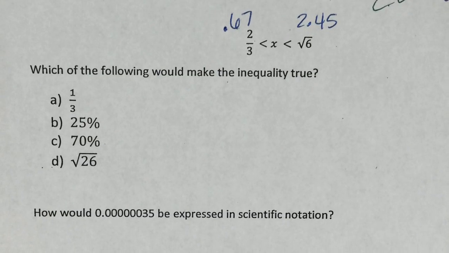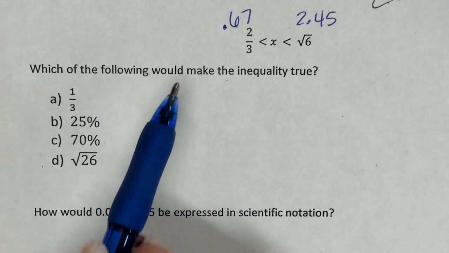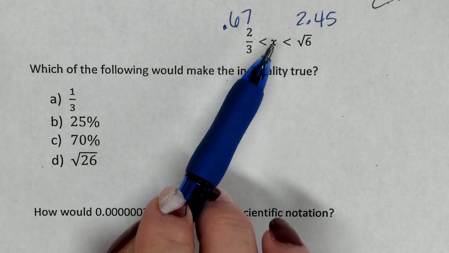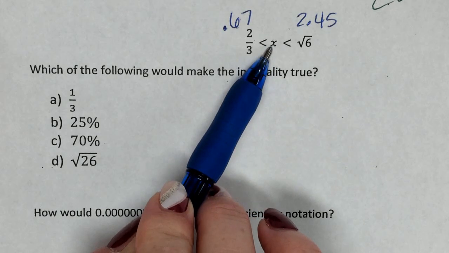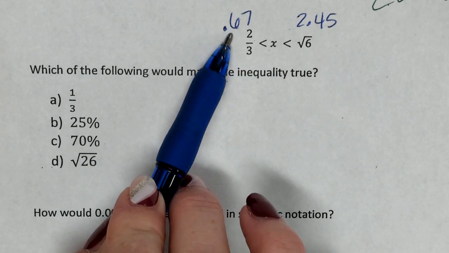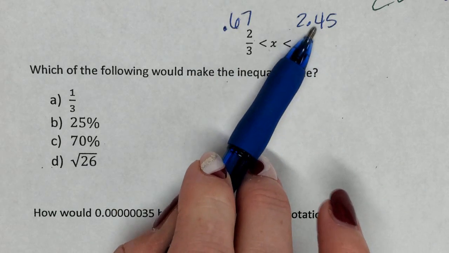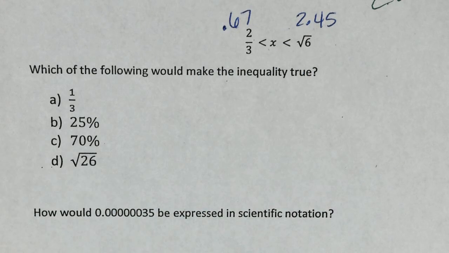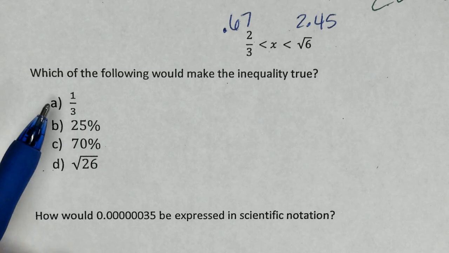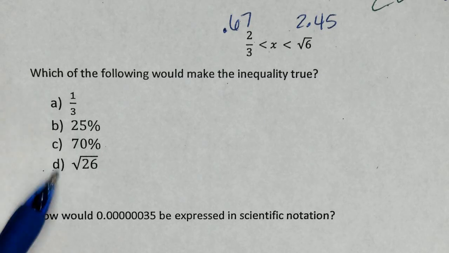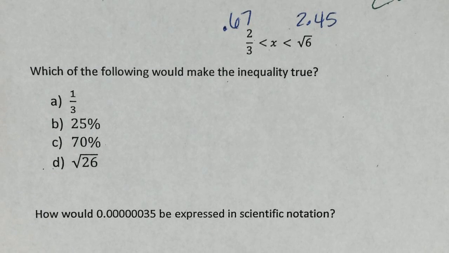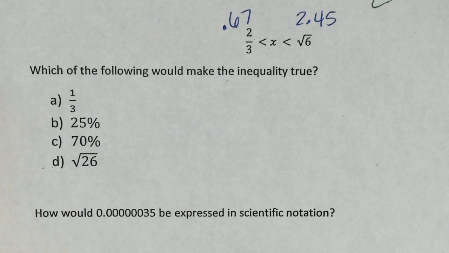Now, this question is asking, which of the following would make the inequality true? They're just asking, what number would fit in the middle? What is bigger than 67 cents but smaller than $2.45? To do this, what am I going to have to change all of these to? Decimals. So let's go change 1/3 to a decimal.